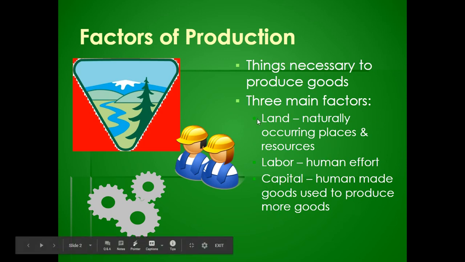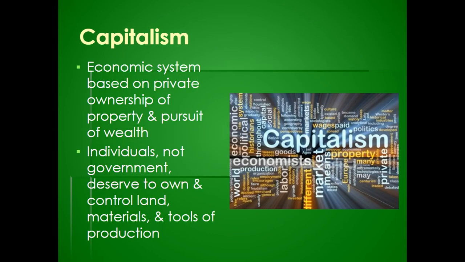So land is obviously raw materials, areas that are natural and they produce resources. Labor, you need people to do the jobs, right? And capital, you need human-made goods to produce more goods. So basically like technology to produce goods at a faster rate. So for example, like the factory system itself, right, with the technology of like the steam engine, that would be an example of capital. All right.